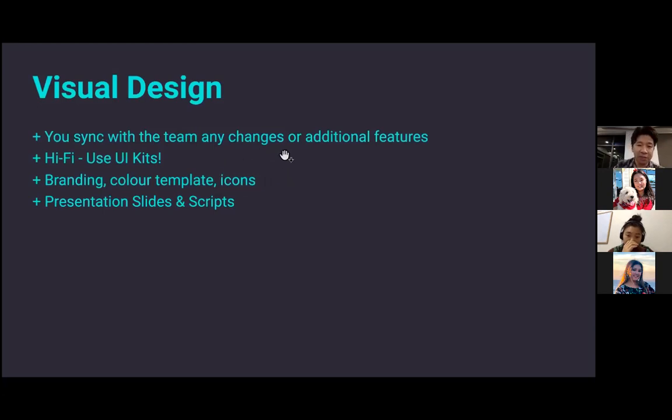Okay, so visual design, you sync with the team to make any changes or additional features. At this stage, you've given them the mid-fi, so you have to make sure it's approved. Have you done something super crazy? As a designer, I want to make something like AI machine learning with glowing lights and have it all fancy, but sometimes it's not feasible within 24 hours. So again, communication is key. Just make sure you're still communicating at this stage.